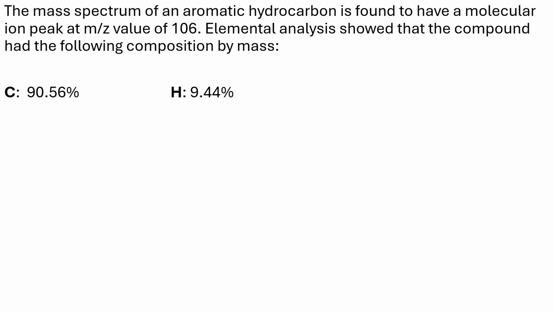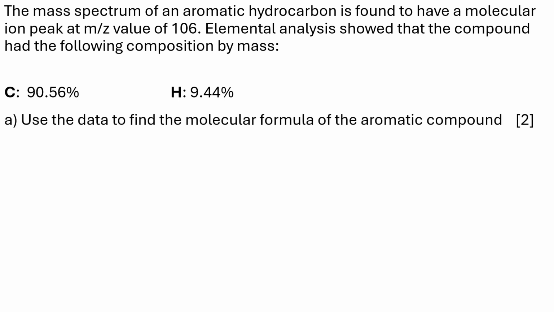So it tells you the mass spectrum of an aromatic compound is found to have a molecular ion peak at m/z value of 106. Elemental analysis showed the compound had the following composition by mass: carbon 90.56 and hydrogen 9.44. So first of all, double checking that both of those add up to 100, which they do. The next thing to do is to get into the question itself. They want you to use the data to find the molecular formula of the aromatic compound.